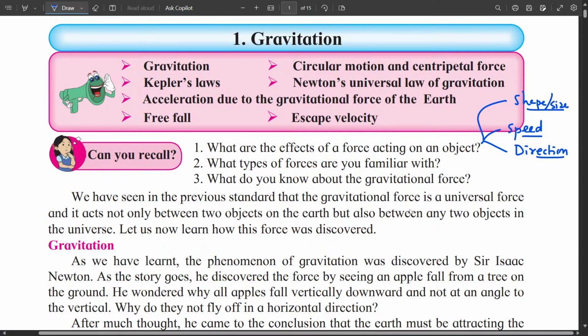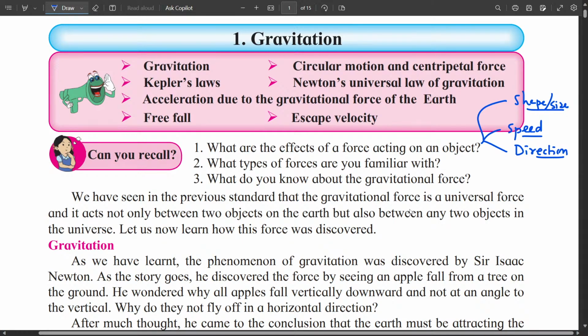Which types of forces are familiar to you? We know the gravitational force, which acts between the earth and all objects near the earth. There is electric force, in which like charges, that is positive or negative charges, repel each other, and unlike charges, that is one positive and the other negative charge, attract each other. We also know the magnetic forces, in which like poles repel, unlike poles attract each other.